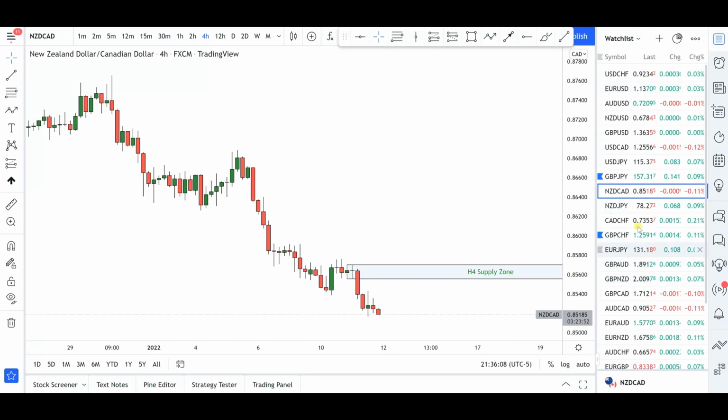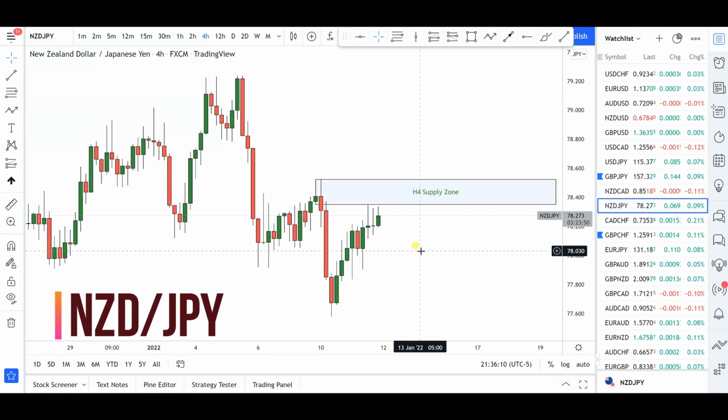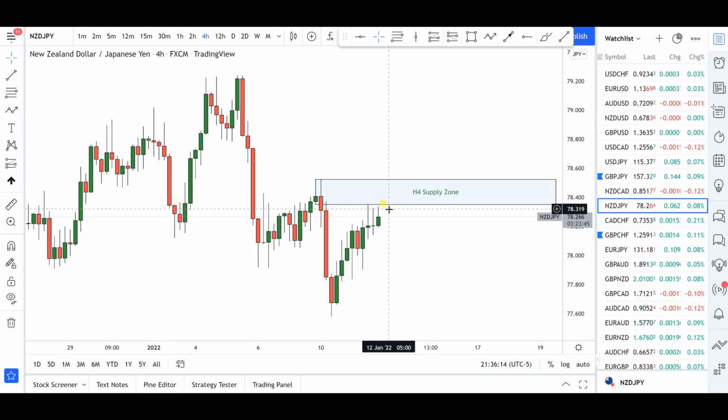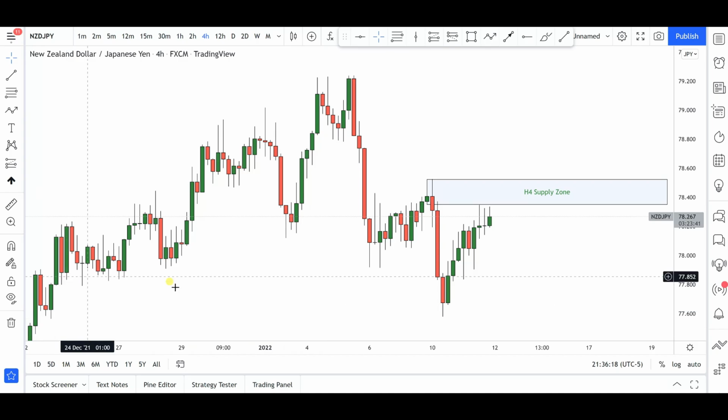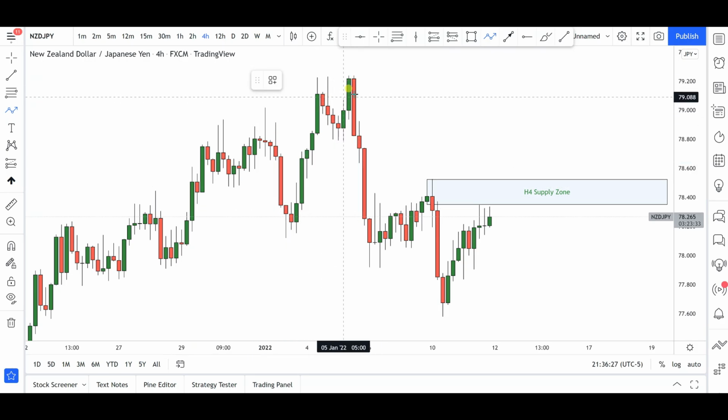Now, next up is going to be New Zealand Japanese yen, which is pretty much similar to the other New Zealand currency pair in the sense that I am looking for a short opportunity. Well, you can see how price was giving us higher highs and higher lows on this area of the charts, and then all of a sudden the market topped out right around this area. Okay, and from here we got this nice push to the downside.